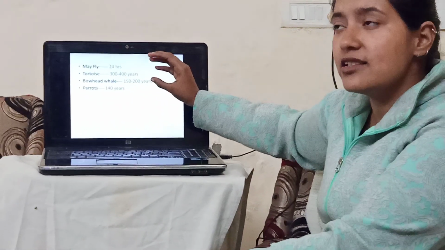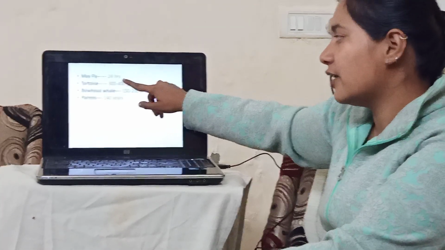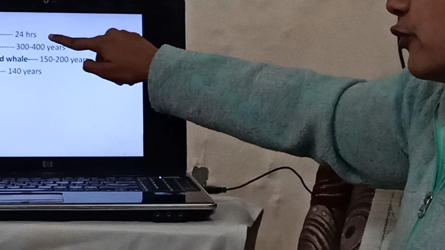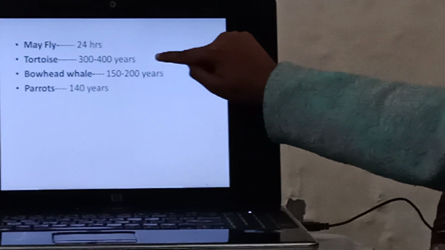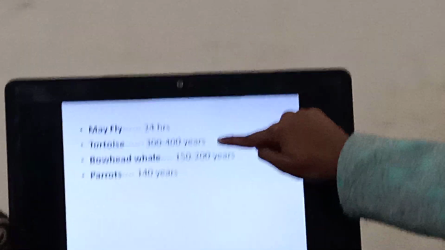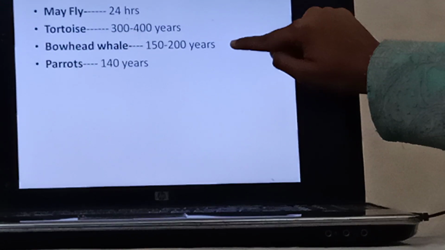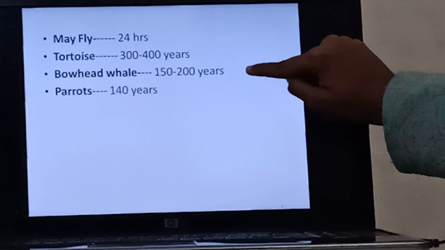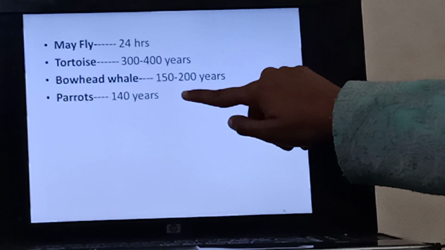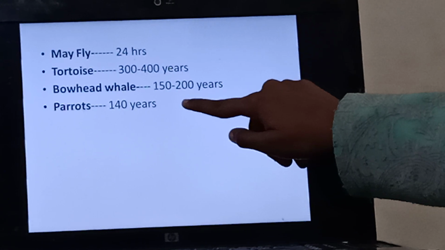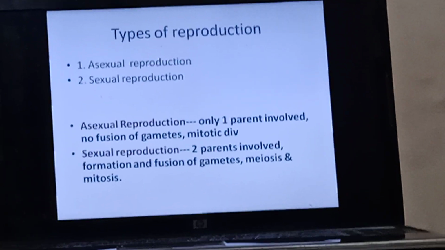First, the shortest lifespan is that of the mayfly, having a lifespan of 24 hours. Tortoise, having a lifespan of 300 to 400 years. Bowhead whale, having a lifespan of 150 to 200 years. Parrots, having a lifespan of 140 years.